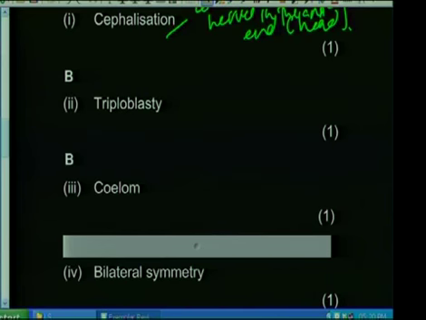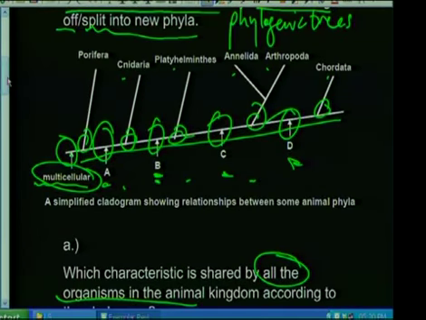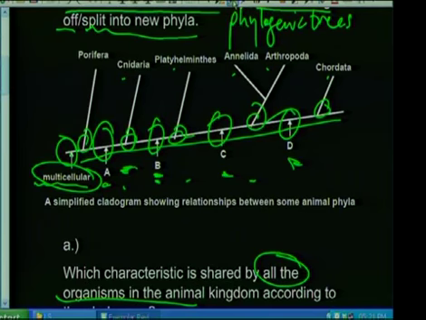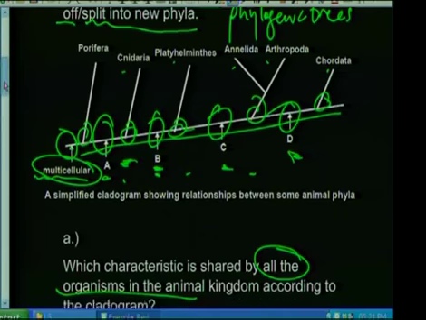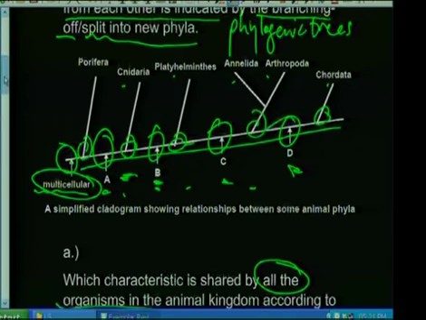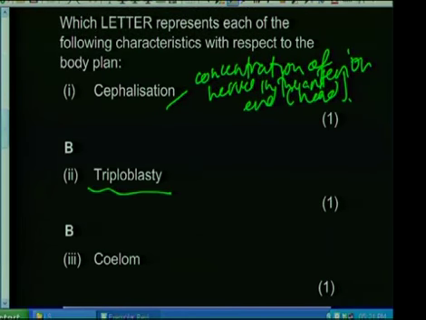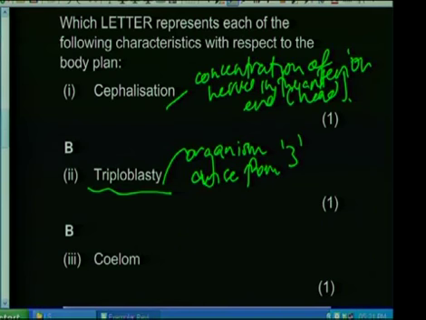The next one asks for triploblasty. That would also be the platyhelminthes, because anything before that was diploblastic. We're not going to go into the details of that, but at least diploblastic means one layer only. So here we're talking about triploblastic. Again, what is triploblasty? Meaning that the organism arises from 3 embryonic layers.